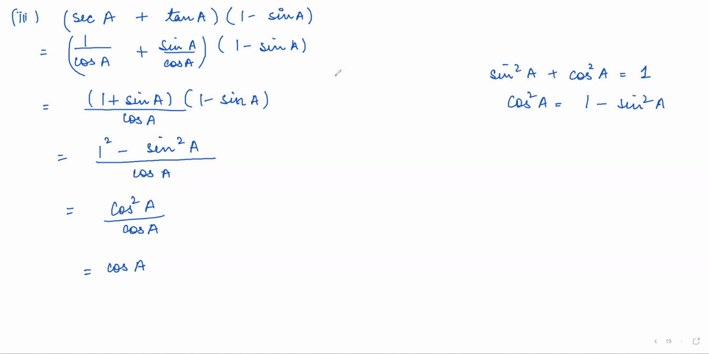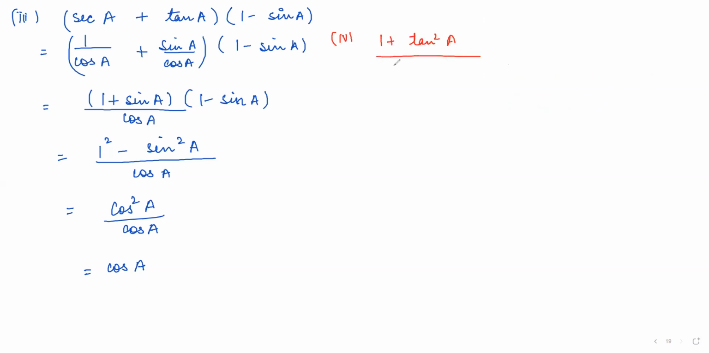Right? Okay, fourth part. Let's check now. This is 1 plus tan square A divided by 1 plus cot square A. Okay, now again convert it into sine and cos first of all. So 1 plus sine square A divided by cos square A, and then 1 plus cos square A divided by sine square A, right? Now take LCM.